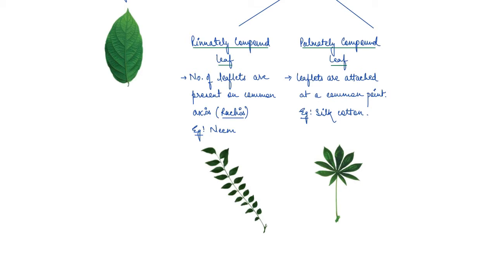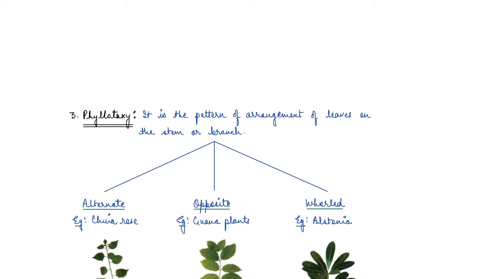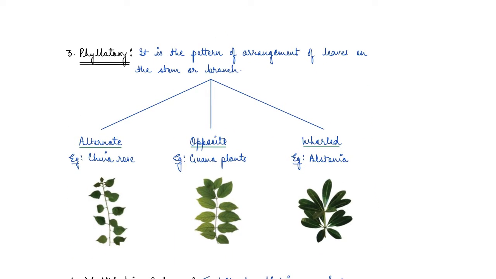If the leaflets are present on one common axis, as you can see here, and various leaflets are growing from this axis, this is pinnately compound. In the case of palmately compound, there is one common point to which all the leaflets are attached, as in the case of silk cotton. So silk cotton has palmately compound leaves, and neem has pinnately compound leaves. The next topic is phyllotaxy.